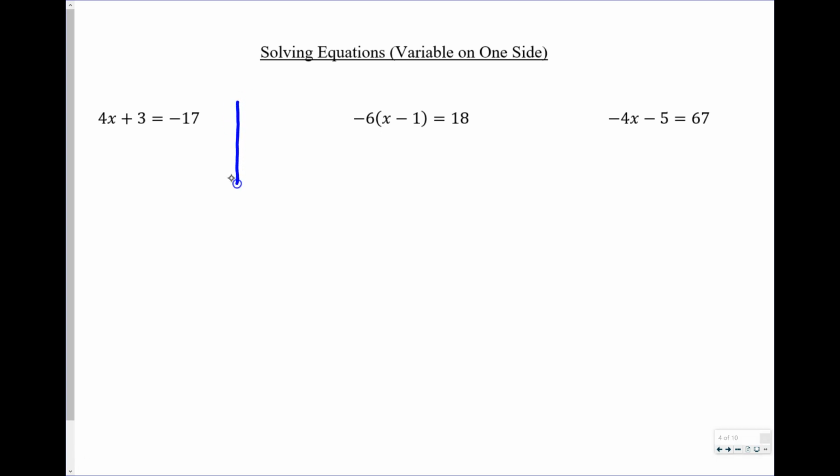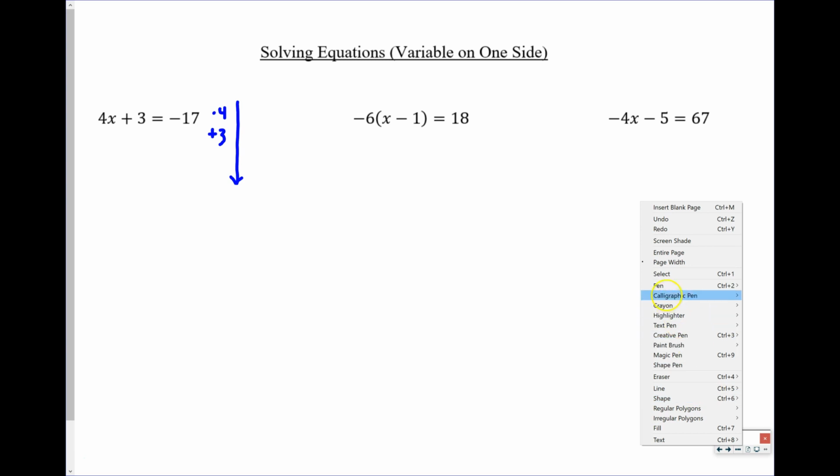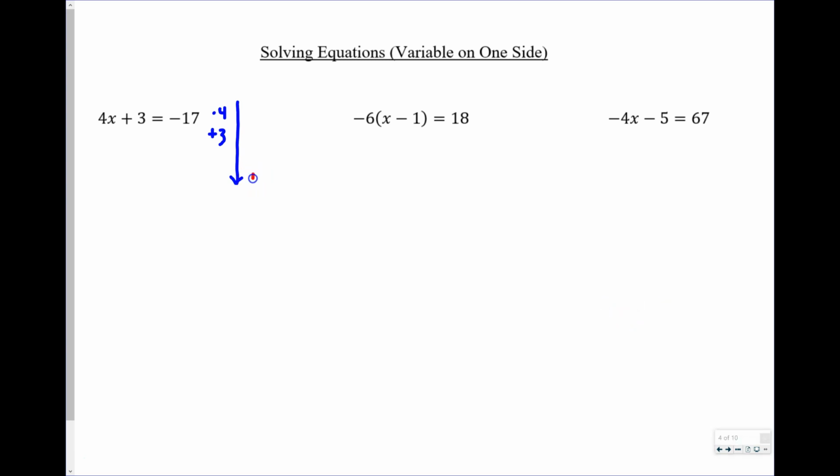I'm going to do it for the first one just to show you that it does actually work. So if I'm tracing my steps, the first thing that happens to the x is we multiply it by 4. And then the next part is we add the 3. So that's what's happening to the x. If I want to reverse this and figure out my steps, then I can reverse and say we're going to subtract 3 and divide by 4.